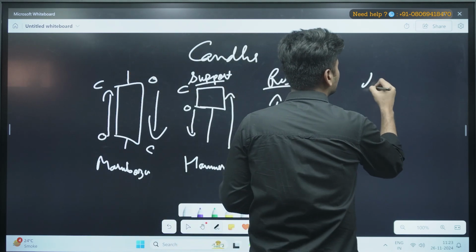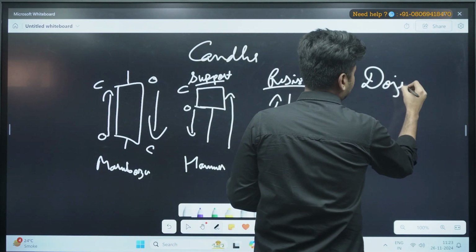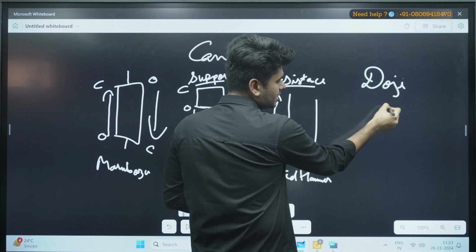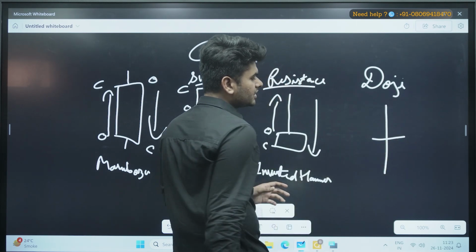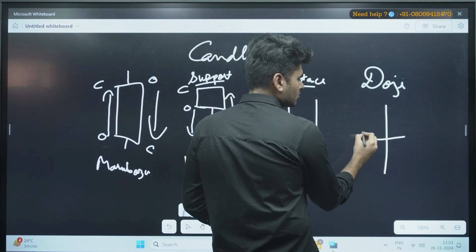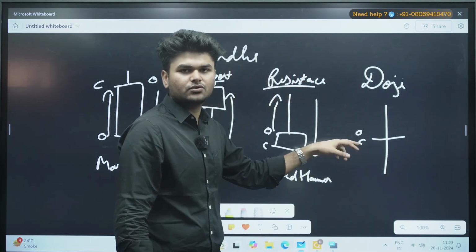Now lastly there is a doji. In a doji, we see the wick is long but the price opening and closing are very near to each other.